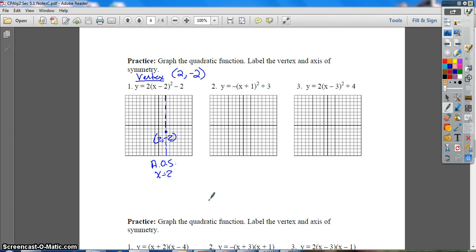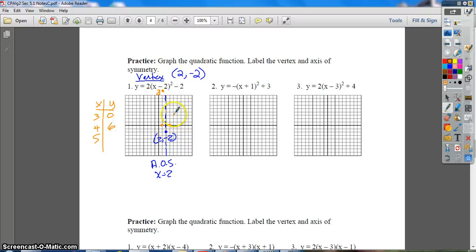And now I'm actually ready to do my t-chart. See how very little work I have here. I'm going to go to the right of 2, so 3, 4, 5. If I put 3 in here, I get 1 squared, which is 1, times 2, which is 2, minus 2 is 0. So at 3 we're at 0. You can still mirror that up. Put 4 in, I get 2 squared, which is 4. 4 times 2 is 8. 8 minus 2 is 6.